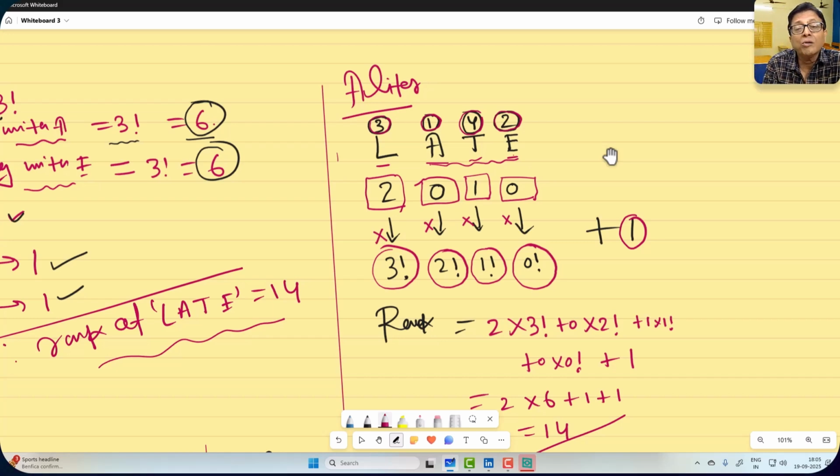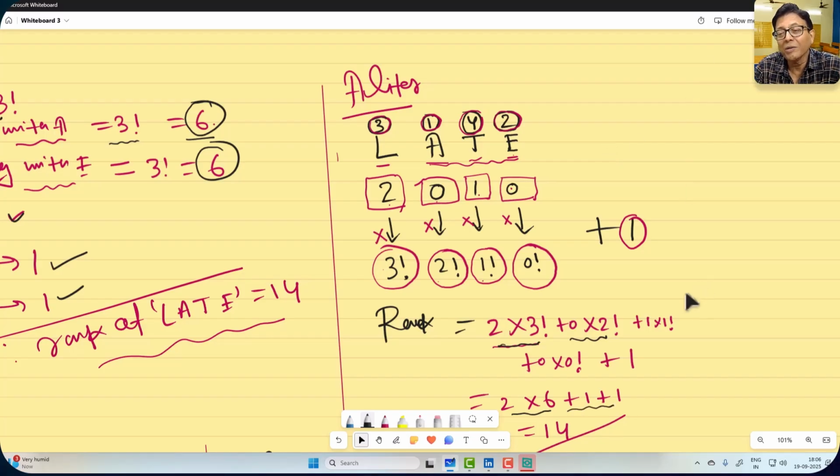Now what we will do? You multiply 2 with factorial 3, 0 with factorial 2, 1 with factorial 1, 0 with factorial 0 plus 1. See? 2 with factorial 3, what's the answer? This is 2 into 6. 0 into factorial 2, it is 0 only. 1 into factorial 1, 1, 0 and then 1.